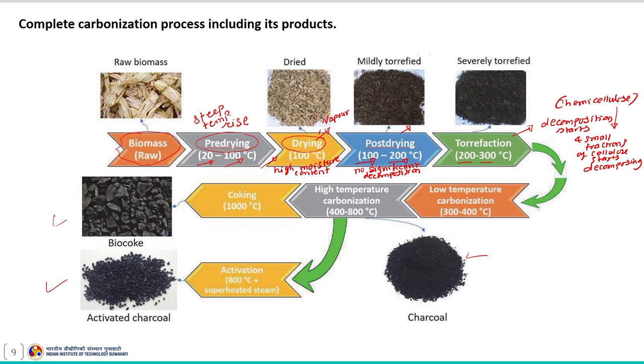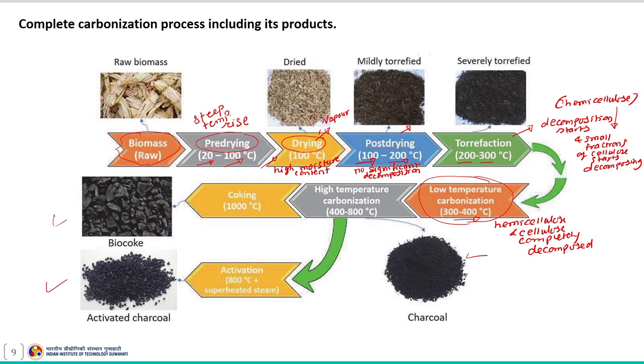The next after torrefaction is the low temperature carbonization, and this stage we already discussed in the previous slide. It occurs between the temperature range of 300 to 400 degree C, and during this stage both the hemicellulose and cellulose are completely decomposed and the lignin starts to degrade.